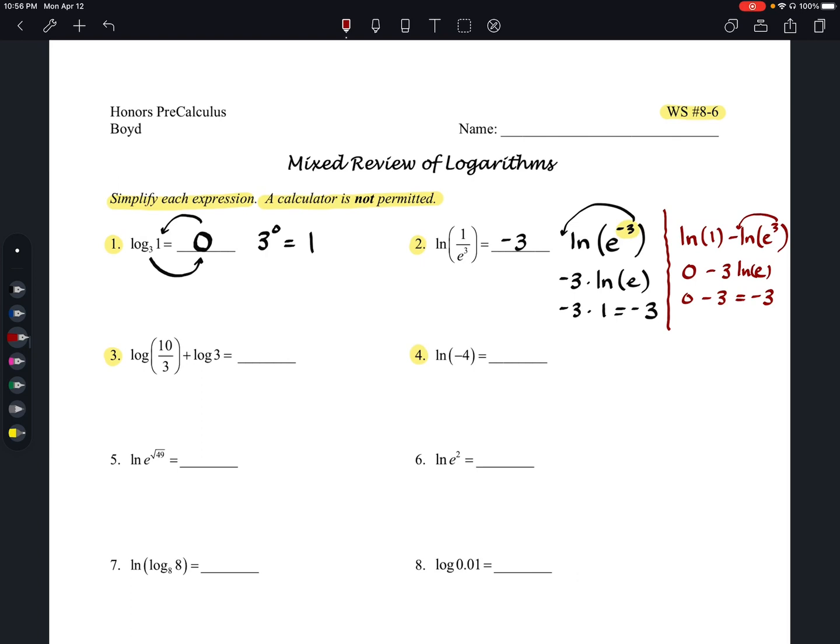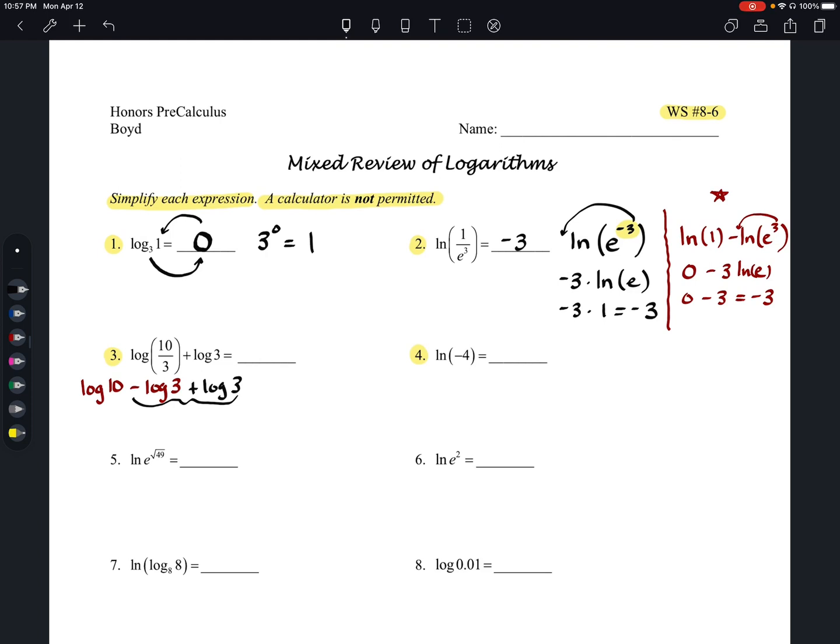Looking at problem 3. Let's actually look at using that second property where we split up the log. Since we have 10 divided by 3, we can rewrite this as log of 10 minus the log of 3, and then we still have the plus the log of 3 afterward. Obviously, these two are opposites, and when we add opposites, we know that's going to be 0.